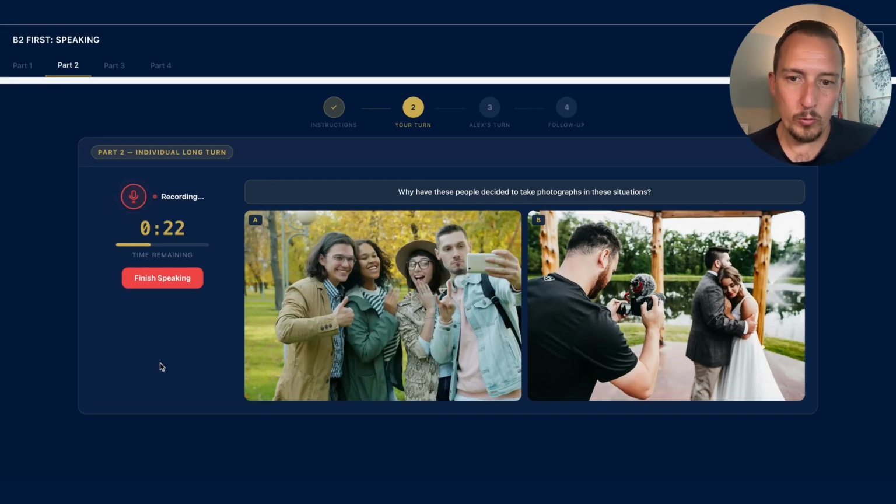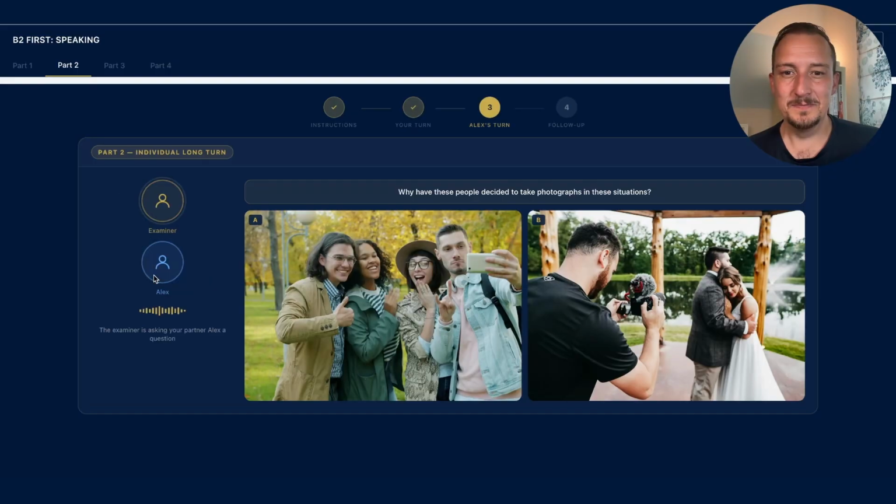I think both sets of people have taken photographs because they want to remember the day, but maybe those memories are very different. So the group of friends in the first photo may be university friends or have met on a language course and they want to remember that moment. Whereas the newly married couple, this is a very special and memorable day for them, one that they'll probably remember for the rest of their lives. So they want to capture that moment.